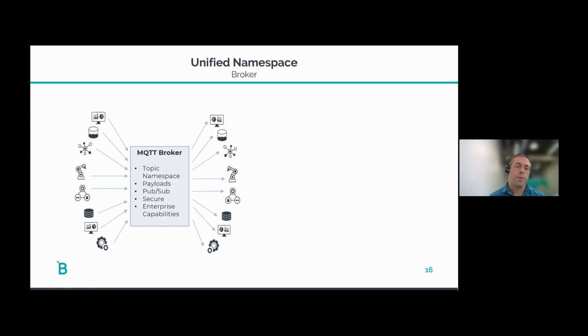So if you think about what it would look like, we now have all of our systems on the left and on the right, and we've got an MQTT broker in the center, which has the topic namespace with its payloads. You can publish the data in, subscribe to the data coming out, and we've got this secure and enterprise system to be able to wrap that data.